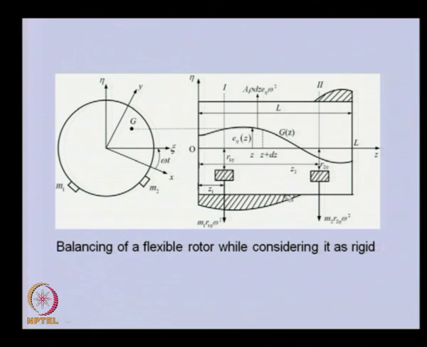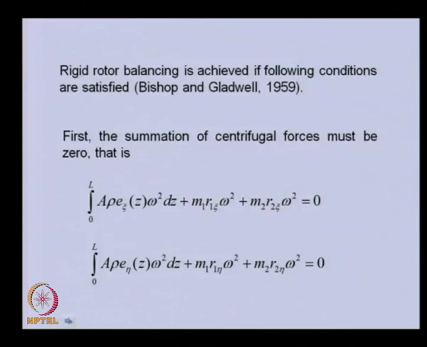Now we will be describing two methods. One is the modal balancing method and the other is the influence coefficient method, which we will describe in the subsequent lecture: how we can balance a particular mode, first mode, second mode, third mode, using the correction masses.